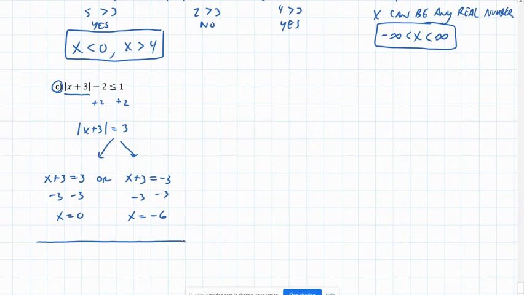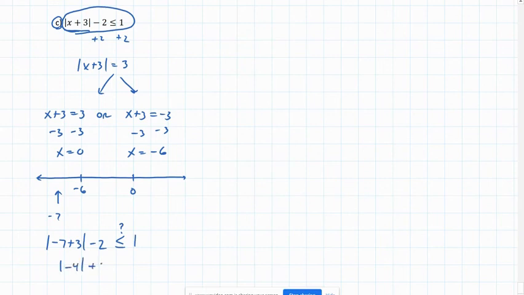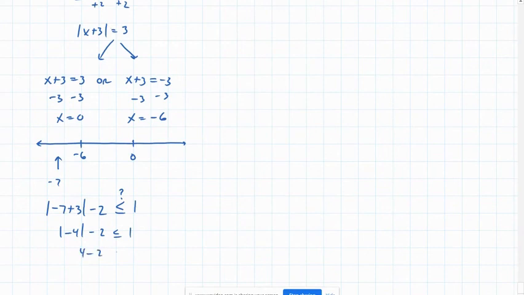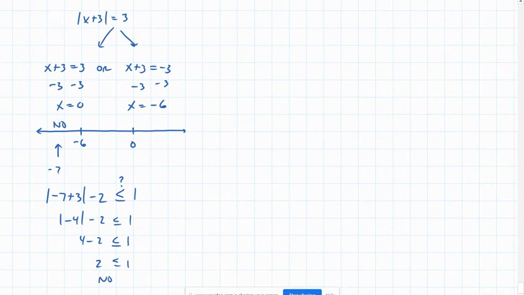So now we mark those solutions on the number line. -6 and 0. Now we have 3 different regions to test. If I test a number here, that would be something like -7. So if I test that in the original inequality, absolute value of -7 plus 3, minus 2, is that less than or equal to 1? This is the absolute value of -4. Four minus 2, and we get 2. Is 2 less than or equal to 1? And that is no. So that's a no region.